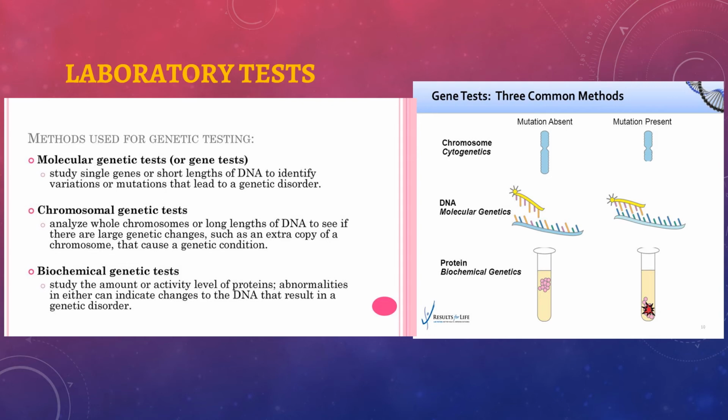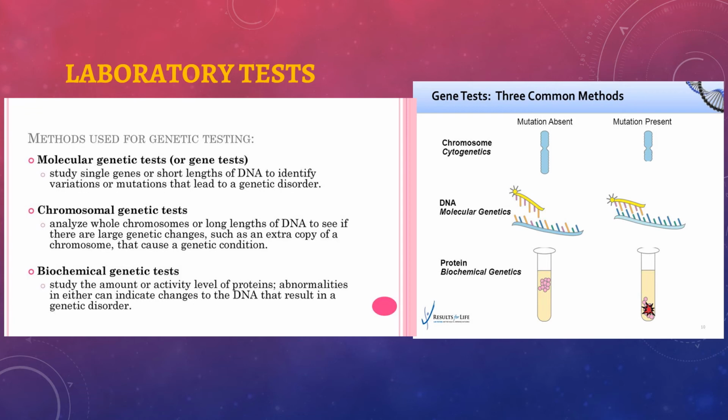The next is the chromosomal genetic test. The chromosomal genetic test analyzes whole chromosomes or long lengths of DNA to see if there is any change in the genetic material. For example, if there is an extra copy of a chromosome, that can cause a genetic condition. As you can see in this picture, this is chromosome cytogenetics. A mutation is absent in this chromosome, whereas if any mutation or error is present, this is the structure of the chromosome. So you can see the difference between the two.